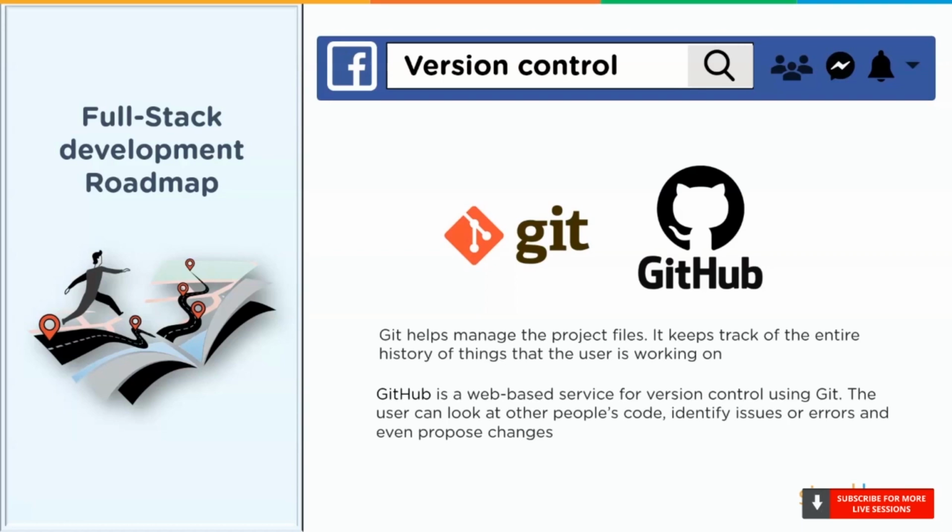Moving on to GitHub, it is basically a web-based service for version control using Git. Now, the user can also look into other people's code, identify issues or errors, and even propose changes. This comes in extremely helpful when you're working in a team.